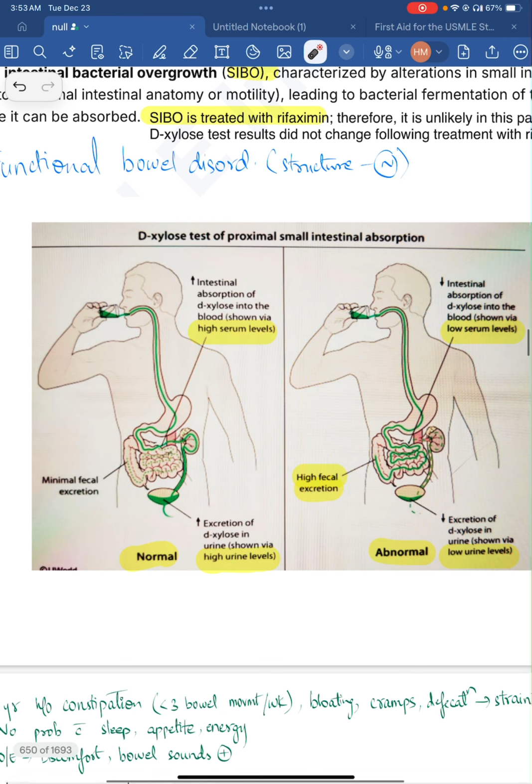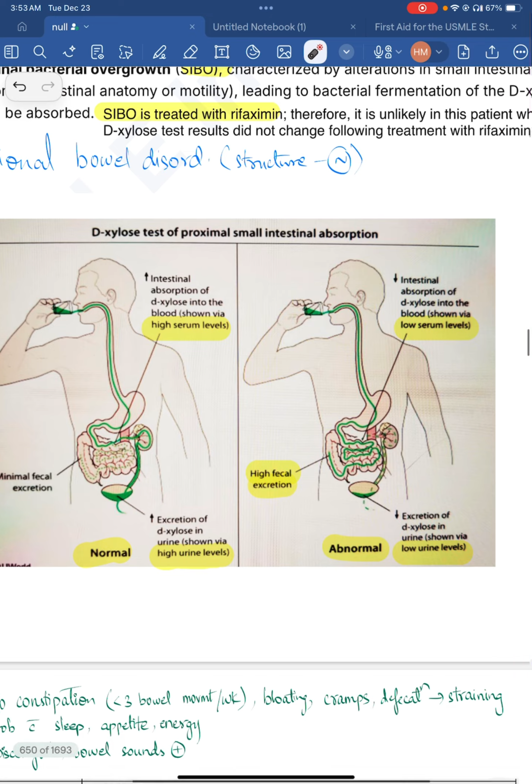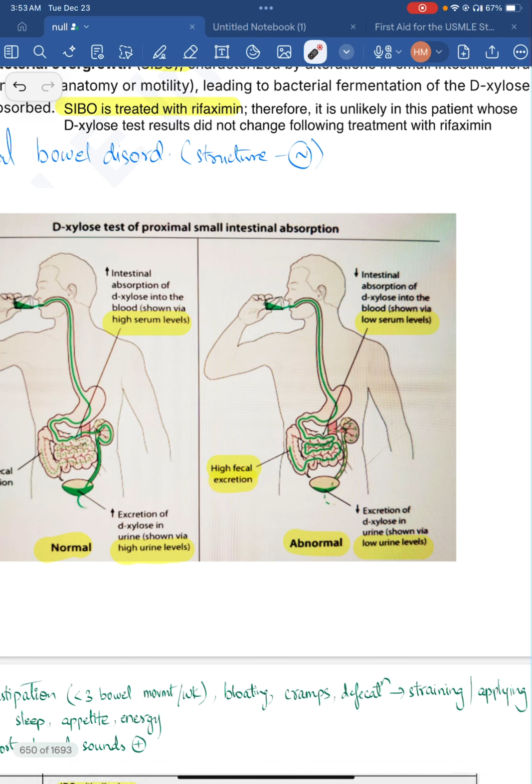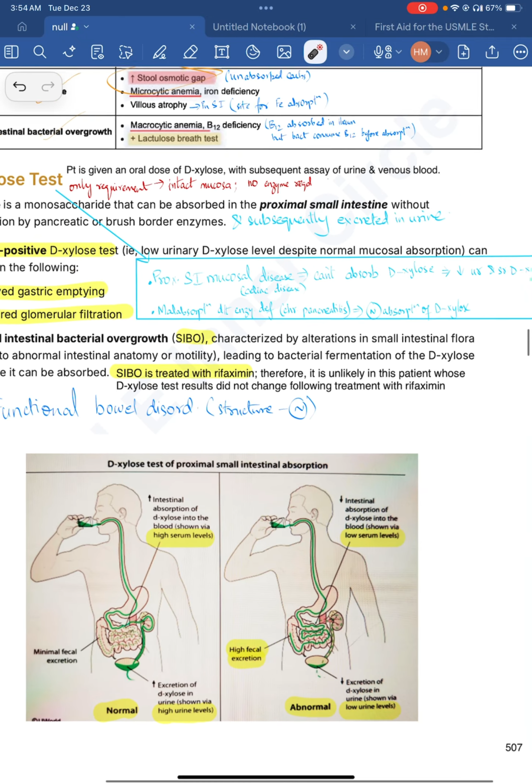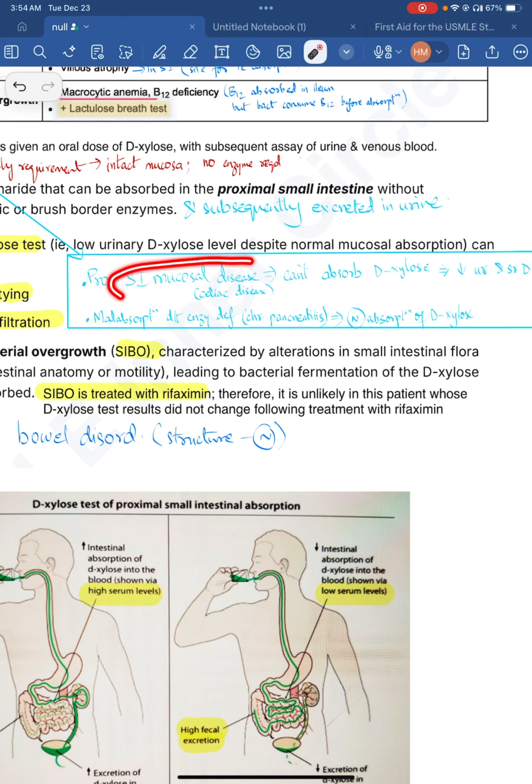And what happens when your mucosa is altered? Small intestine mucosa is defective. That means the intestinal absorption will be decreased. It can't be absorbed into blood, nor can it be excreted in the urine. So what happens? All of it is excreted in the fecal matter, and this results in low serum levels and low urine levels. This is the abnormal. So you need to have a small intestinal mucosal disease, that is celiac disease. Celiac disease results in villus atrophy.